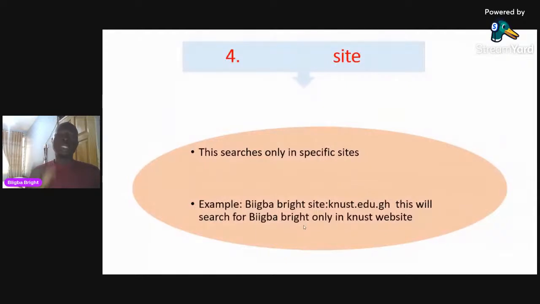nust.edu.gh. So you are searching for this particular person, but you're not searching for this person in all the websites in the world. You are searching for him in this specific website. So when you bring that particular thing you are searching, then you bring the word site colon and write what is it and put the site there. Then it will simply search for the person within that particular site.